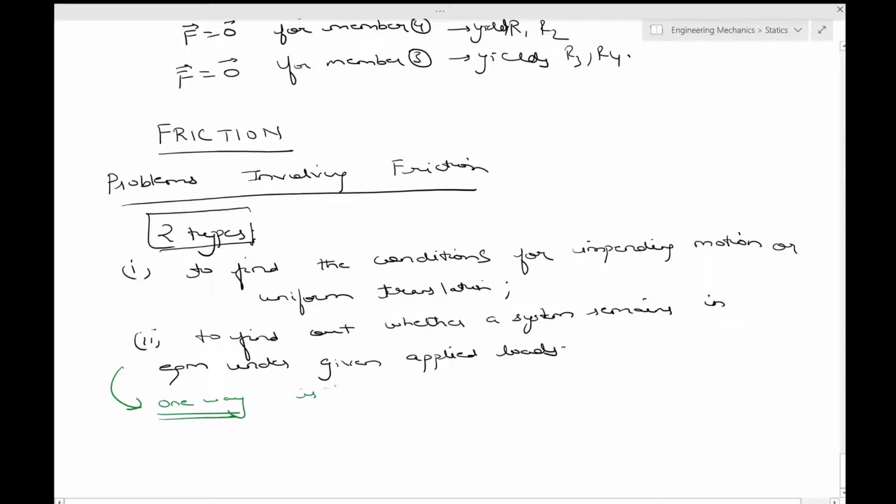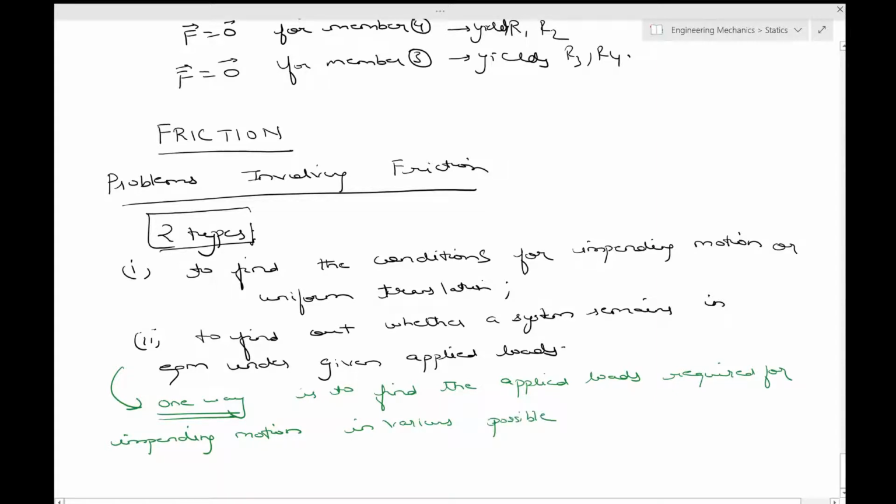One way is to find the applied loads required for impending motion in various possible modes, and then compare with actual applied loads.